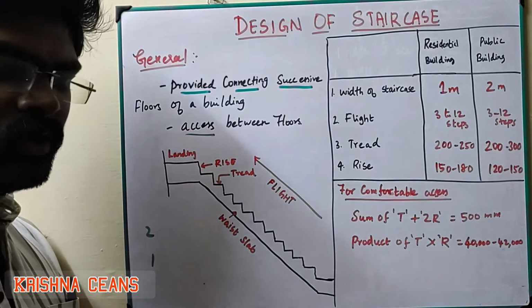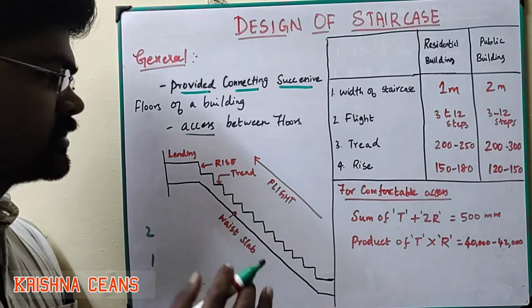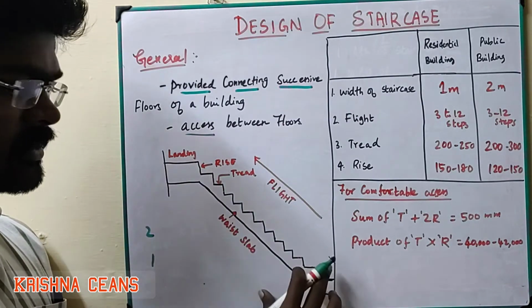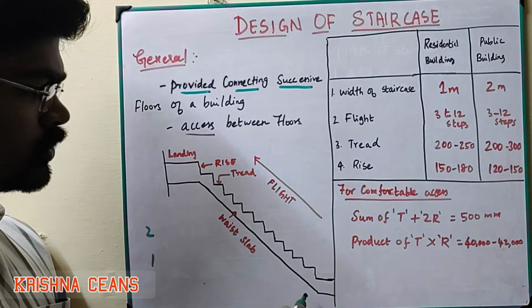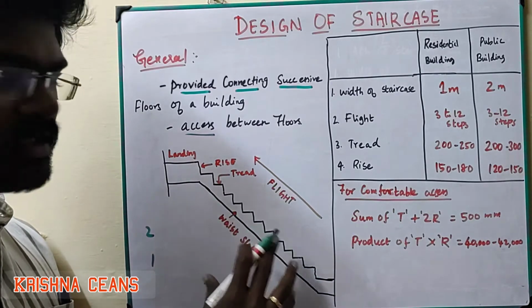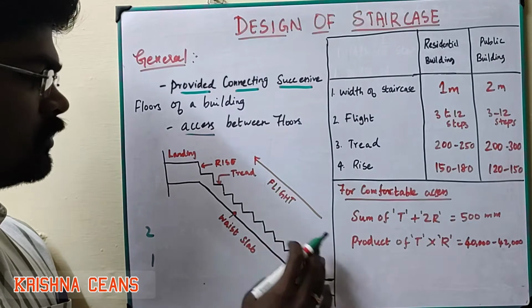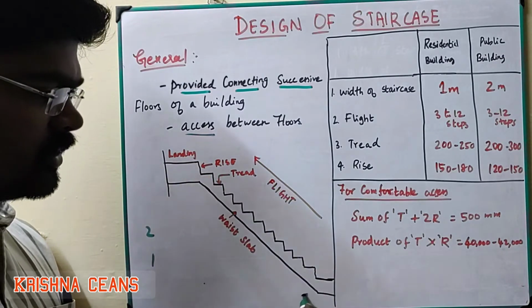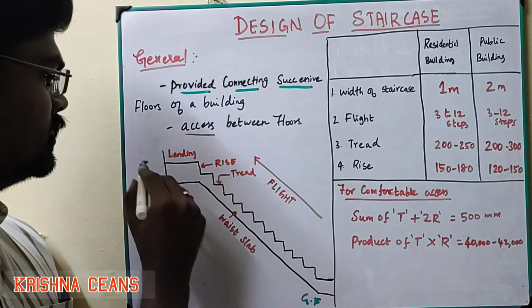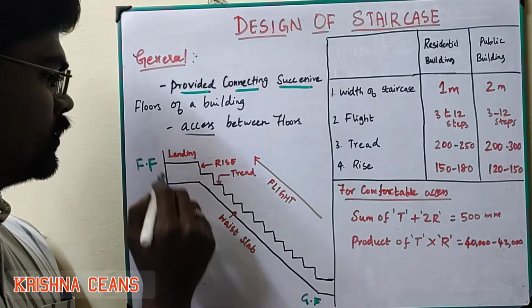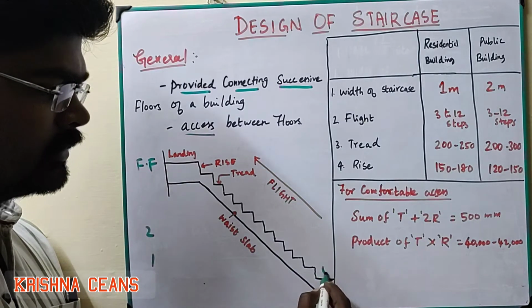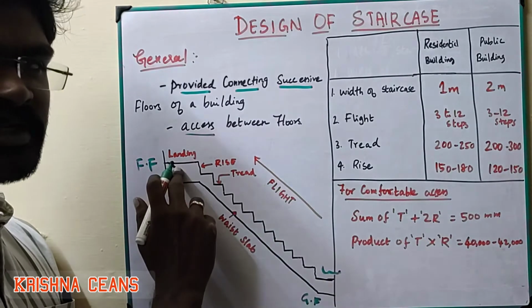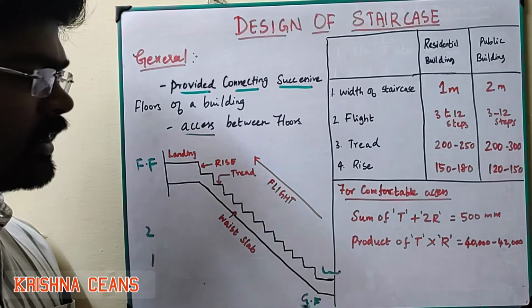Now let's see the components of staircases. This is the staircase, all of you are aware of that. This is a series of steps for movement from the ground floor to the first floor. This is the ground floor. Let us take an example. This is the first floor. From here, this is the landing. This is the first floor landing. This is the ground floor landing.